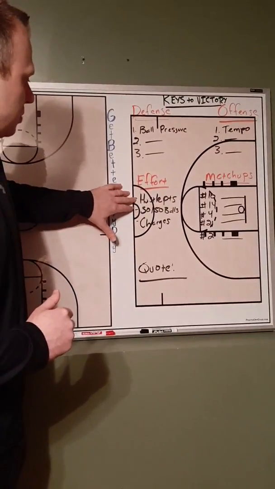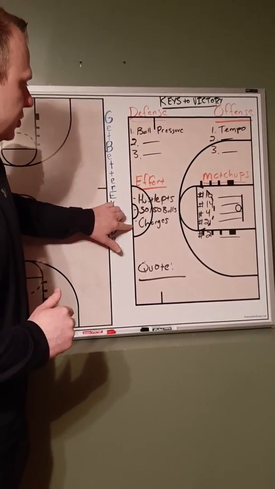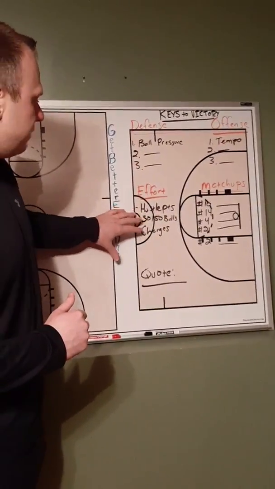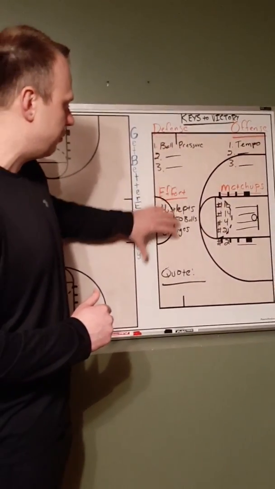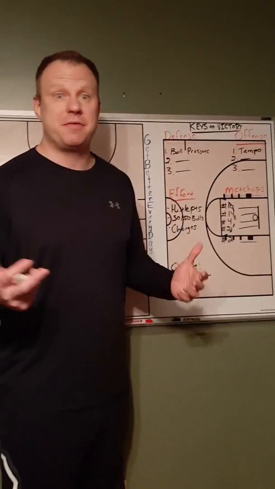And we had 3 things we looked at: our hustle points, 50-50 balls, and charges. We knew that at halftime we wanted to explore these areas, and if we weren't doing well in one or the other, then that could adversely affect our team.